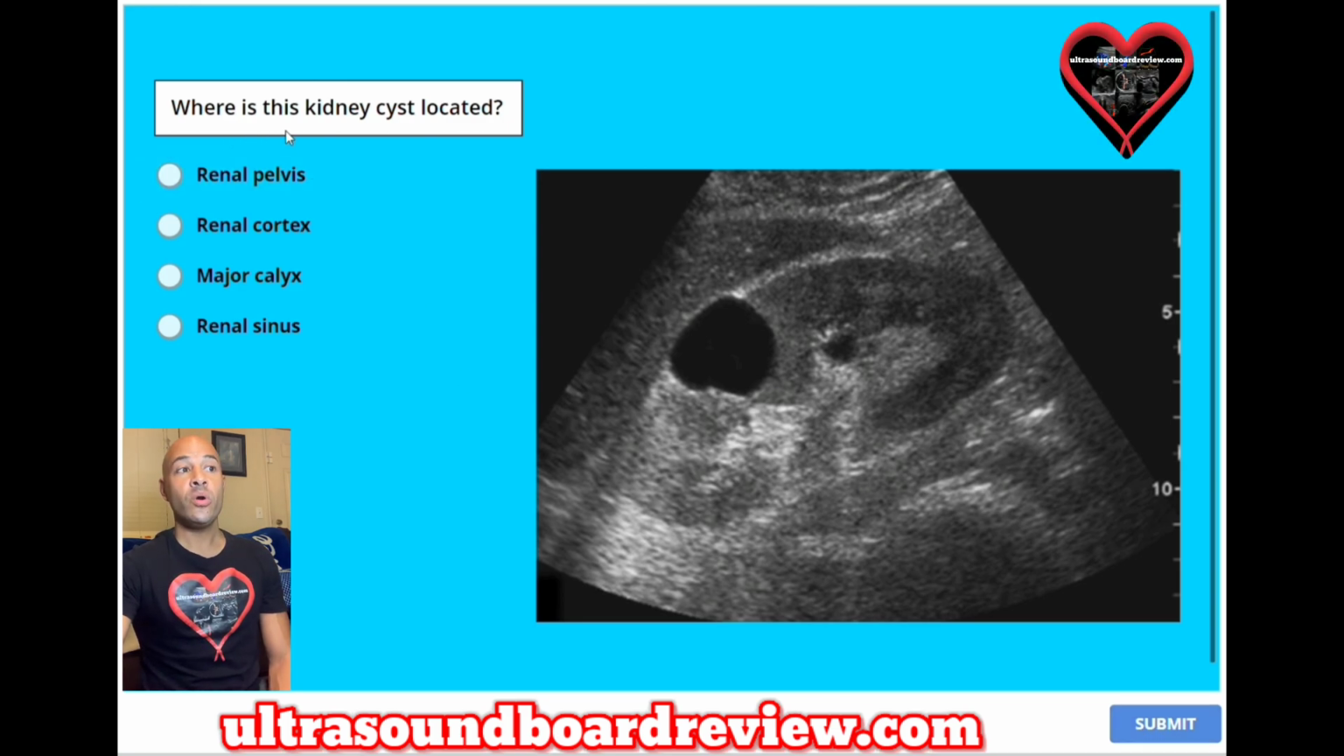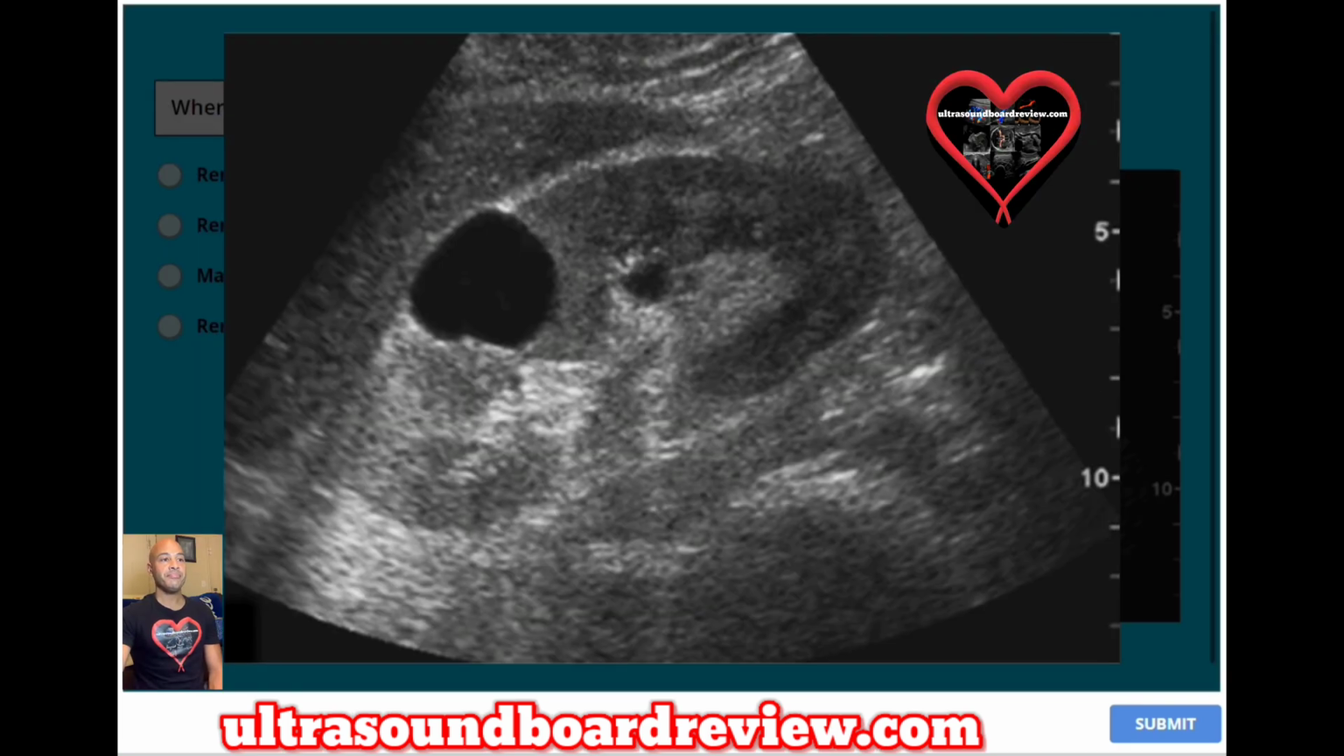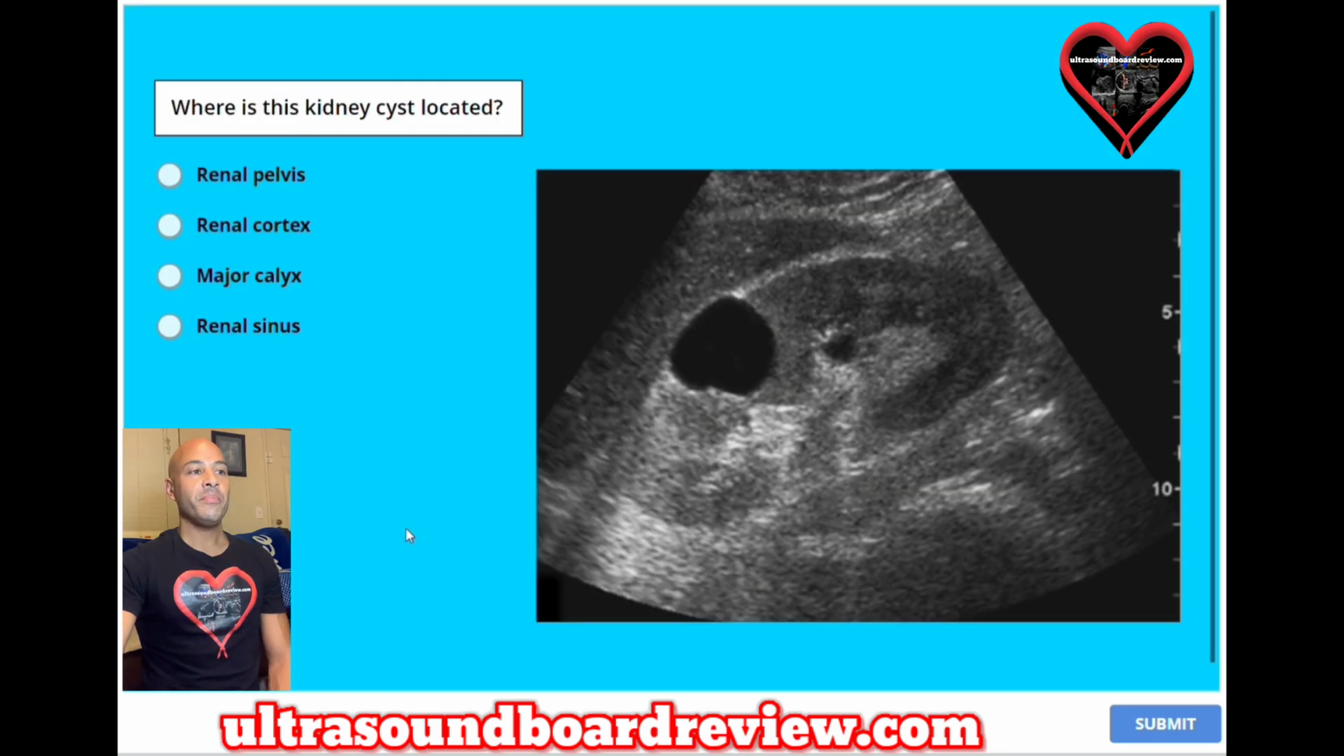Question 106. Where is this kidney cyst located? A. Renal pelvis. B. Renal cortex. C. Major calyx. Or D. Renal sinus. The answer is B, renal cortex.